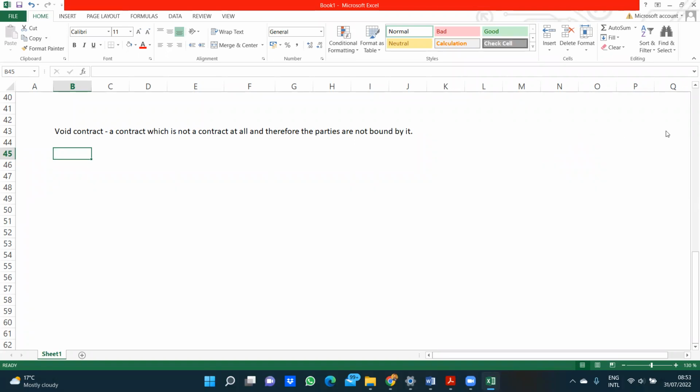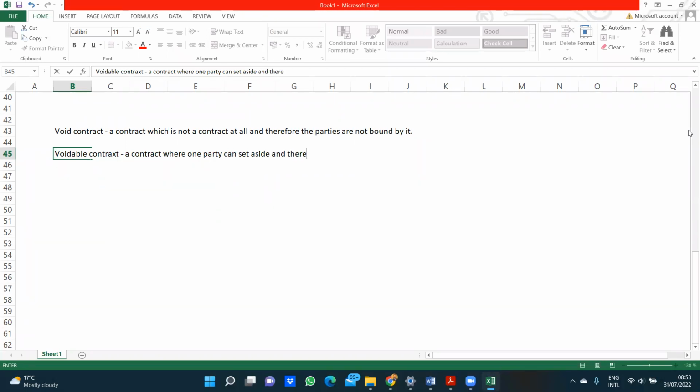Voidable contract. A contract where one party can set aside, which means make it void, due to misrepresentation or, for example, lack of information disclosed.